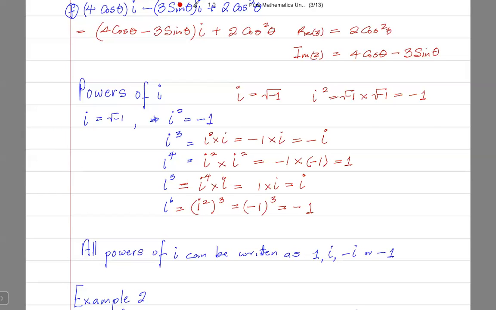So I squared equals the root of -1 times the root of -1, equal to -1. Okay, I just had to say it out loud. All right, cool. No problem.